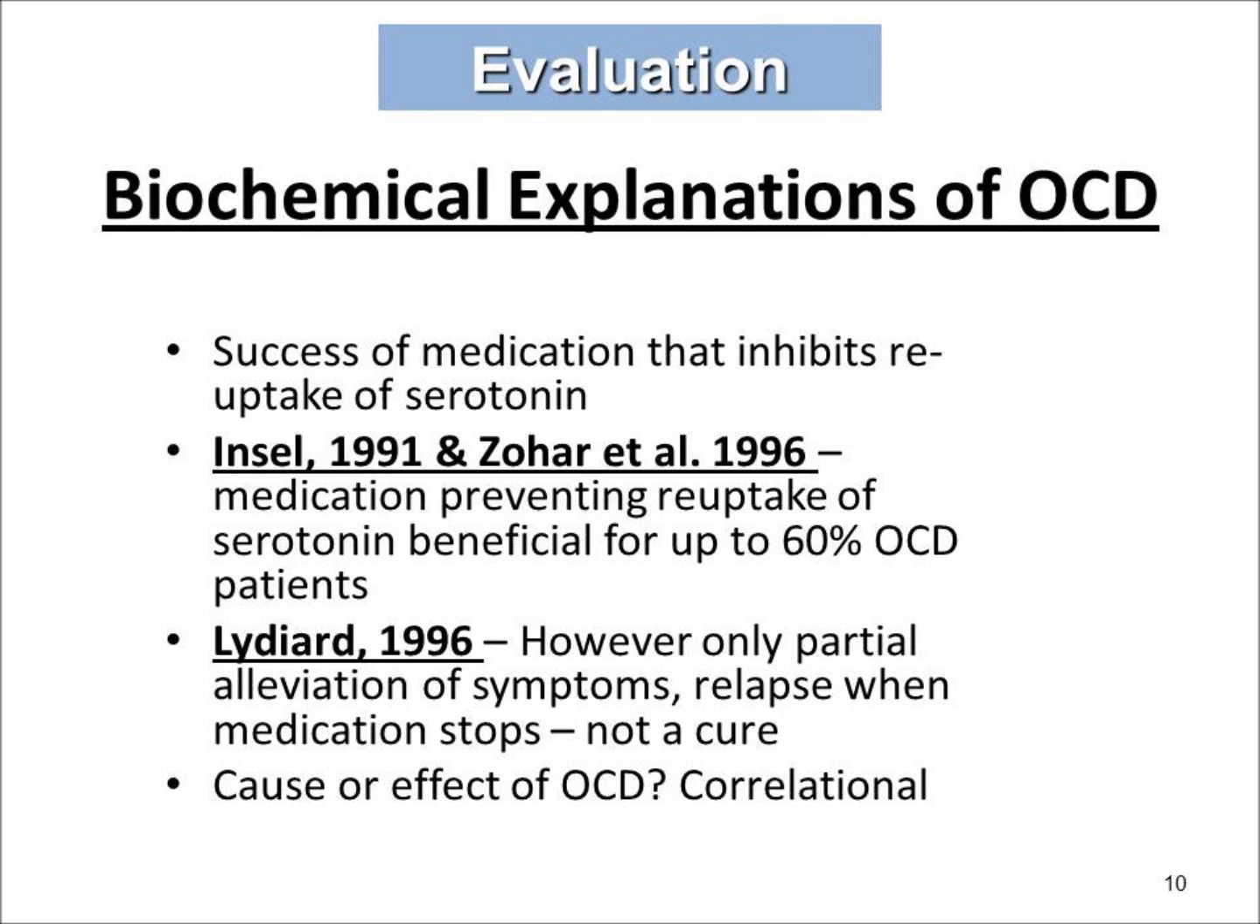Biochemical explanations of OCD. The success of medication that inhibits reuptake of serotonin has given a lot of weight to these explanations of OCD. Okay, Insel in 1991 and Zohar et al. in 1996 showed that using medication preventing the reuptake of serotonin was beneficial for up to 60% of OCD patients. Lydiard, 1996, said that, however, only partial alleviation of symptoms was experienced by the patients, and there was a relapse as soon as the medication stopped, so it was not a cure.